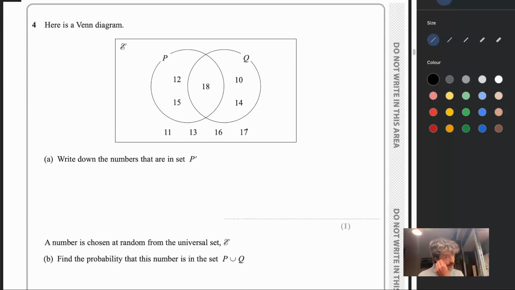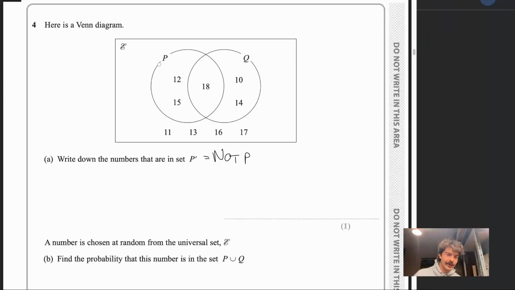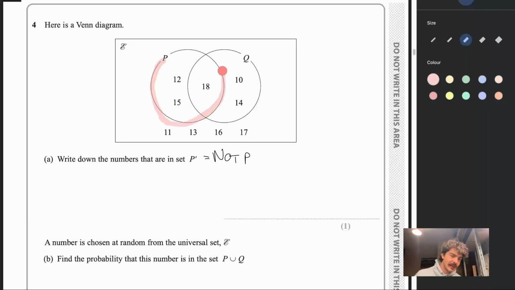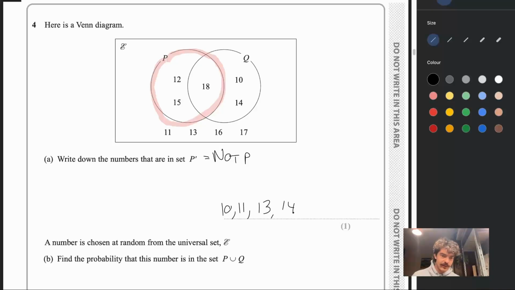Amazing. Okay, moving on. Question 4, Venn diagram. So Venn diagrams, usually leaning into probability a little bit here. And to begin with, we want to write down all the numbers that are in the set of P dash. Now, P dash means in words, not in P, right? So if we were to quickly outline all of the ones that were in P, let me just grab them here. So this is everything that's in P. Doesn't matter that there's that line there from Q. Okay, so all the numbers that are not in P are everything outside of the circle that is P. So we've got 10, 11, 13, 14, 16, and 17.